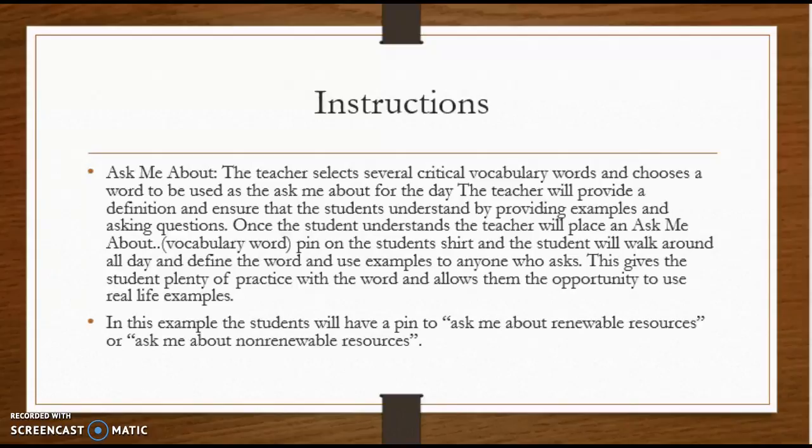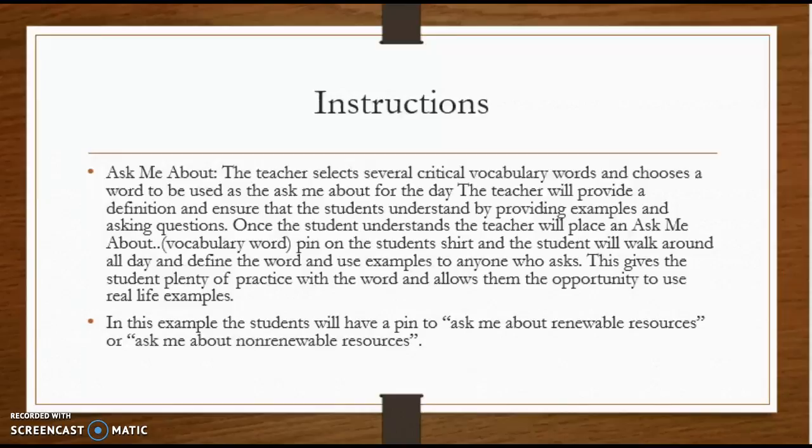In these instructions, we're going to have the teacher select several critical vocabulary words and choose a word to be used as the Ask Me About for the day. The teacher will provide a definition and ensure that students understand by providing examples and asking questions.